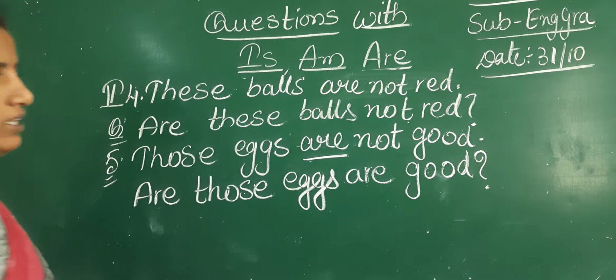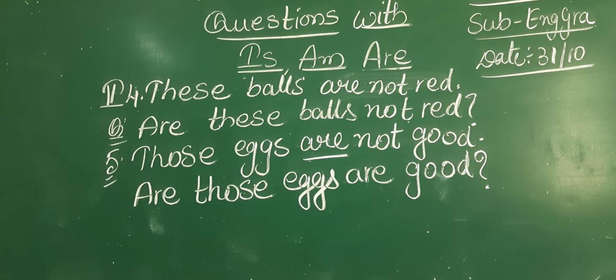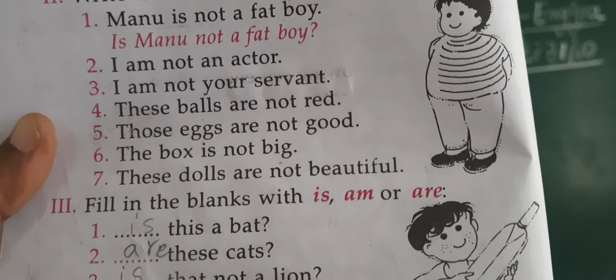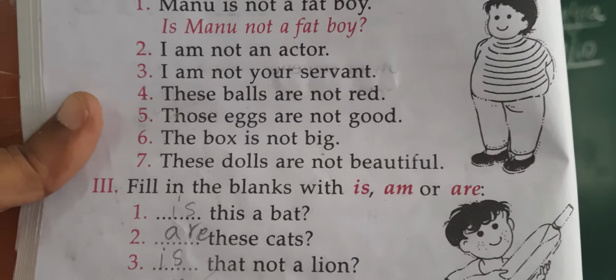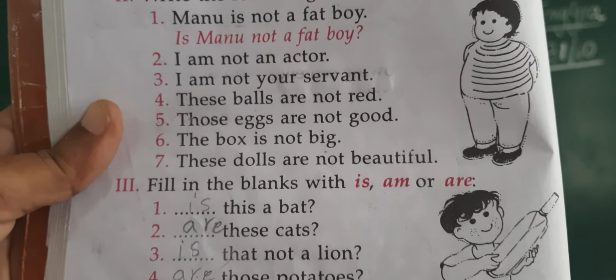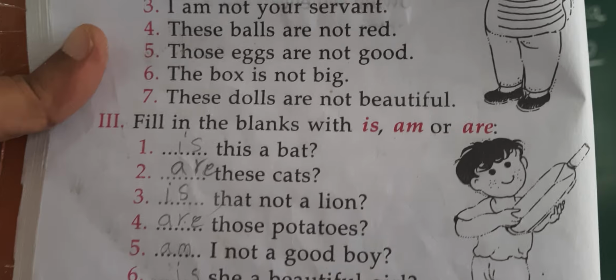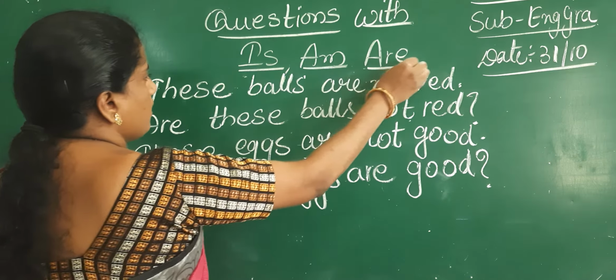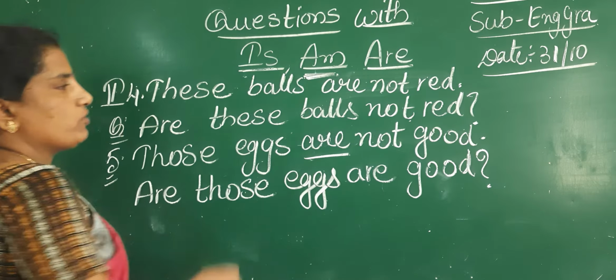Okay, so in this way, children, we have completed the fourth and the fifth one. The sixth one is, the box is not big. Is the box not big? Coming to the seventh one, children, these dolls are not beautiful. Are these dolls not beautiful? For the singular word we have to use is, for the plural word we have to use are, and for I we have to use am.